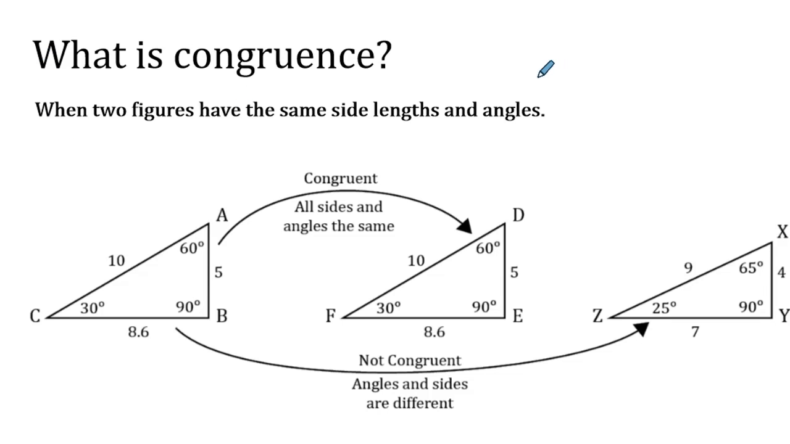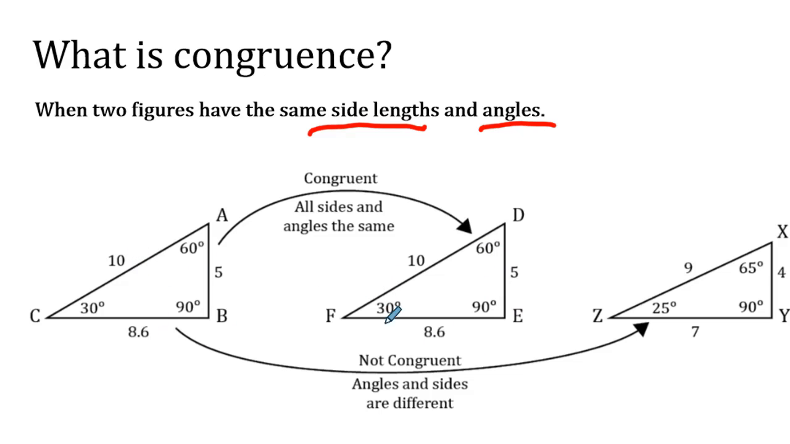What in the world is congruence, you may be asking. Well, that is simply when two figures have the same side lengths and angles. So look at this example down here. We have triangle ABC and triangle DEF. Now, what do you notice about these two? Well, basically, all the angles of ABC, 60, 90, and 30, are the same, or congruent, to DEF, which is 60, 90, and 30.